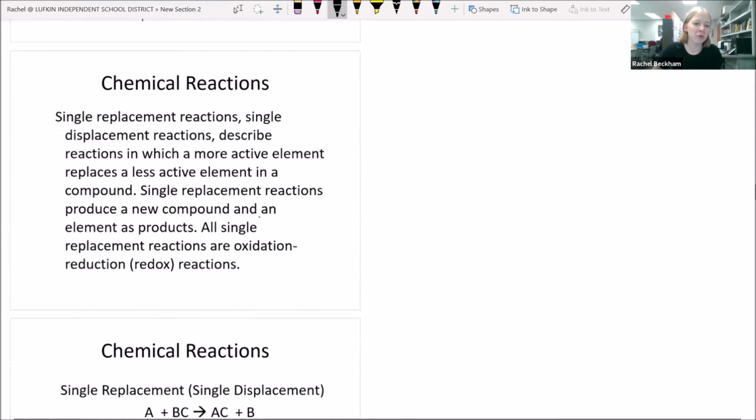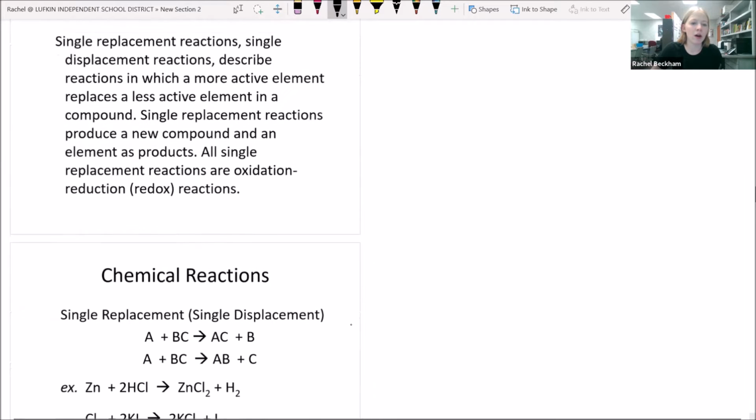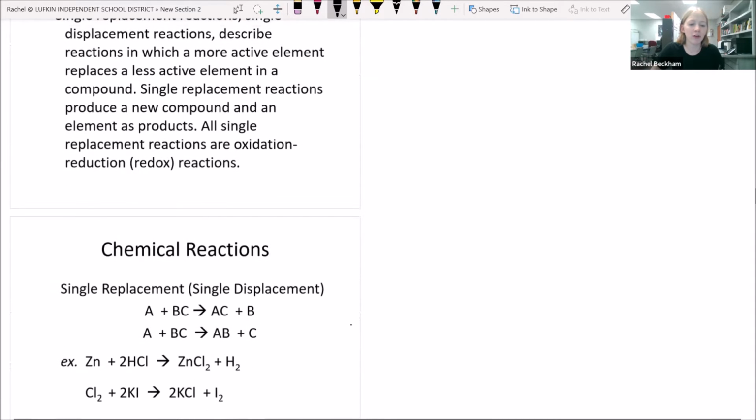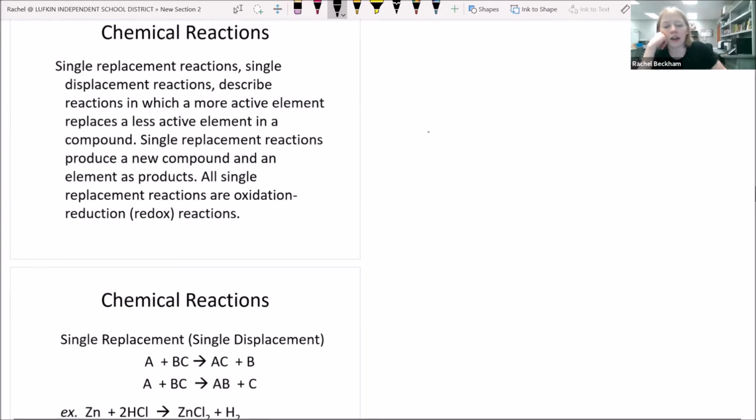A single replacement reaction, this is a good overview of it, but what's happening in a single replacement reaction is that you've got, and I'm going to write it up here while I'm talking because it helps me to write while I'm talking, you've got one compound or one element, right? And then you've got a compound. I'm going to change the colors here. You've got a B and a C, right? And then the reaction happens.